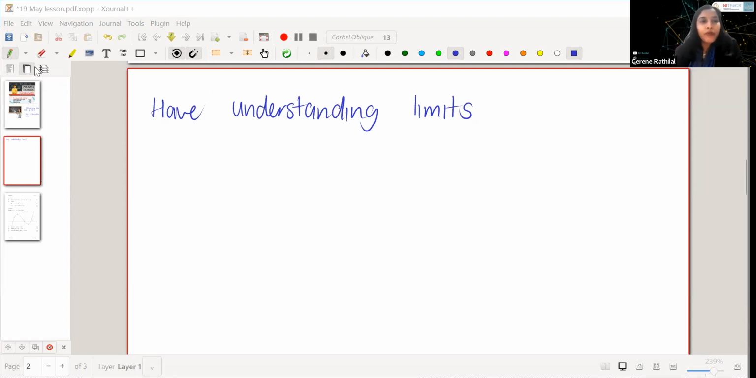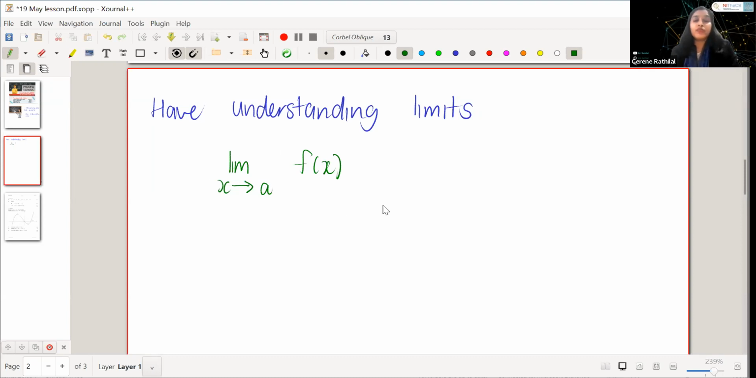Just to refresh your memory, typically what we encounter is something like this: the limit as x approaches 0, or it could be any number a, of f of x equals some other number L. Essentially what's happening here is we have x approaching a, meaning that x becomes arbitrarily close. It gets closer and closer to this number a on the axis.